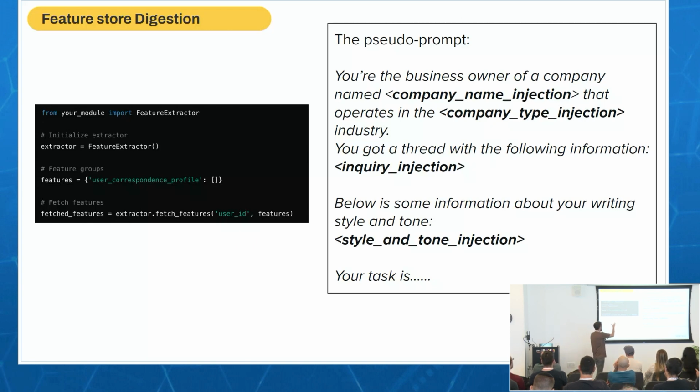The resulting pseudo prompt is what you can see here on the screen. The first part is the same, all the stuff that we have about company name, company type, and inquiry injection. And the different part is here. Below is some information about your writing style and tone. Then there is a style and tone injection, which is basically a text that represents the writing style of the user. And then there is the task, which also includes some information about how to consider and treat the writing style.